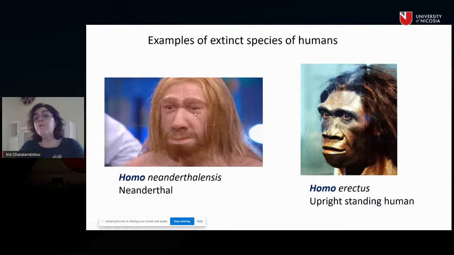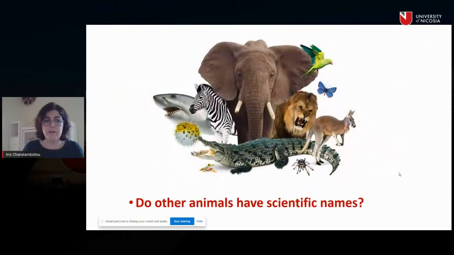Here are a couple of examples of the other human species that are extinct now. I chose two species which are actually very well known. One of them is the Homo neanderthalensis, the Neanderthal, and the other one is called upright standing human, Homo erectus. These are two of the most well-known extinct human species that have existed. So the next question is, do other animals have scientific names?